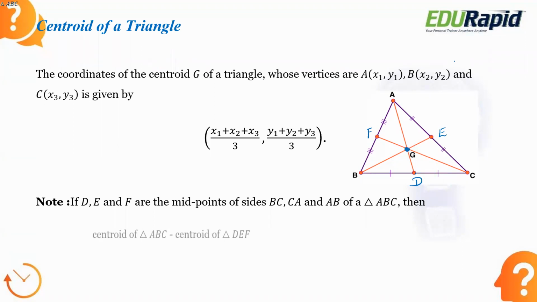And what do we say? The centroid of triangle ABC minus centroid of triangle DEF. You can actually construct a triangle here also, isn't it? If you join the points. So what do they say? Centroid of triangle ABC minus centroid of triangle DEF. So please remember this formula to find the centroid of any given triangle.